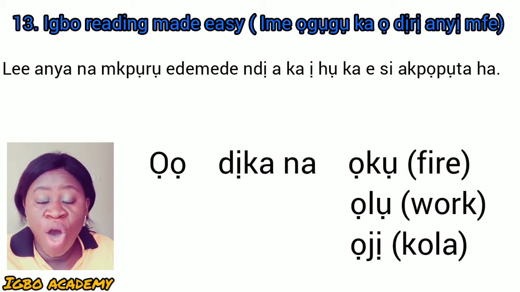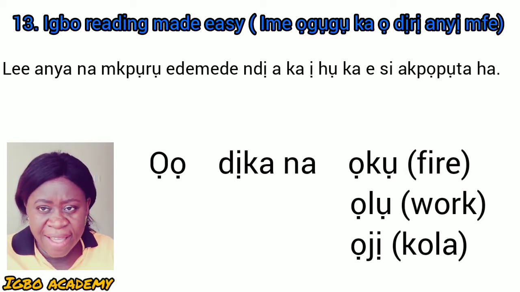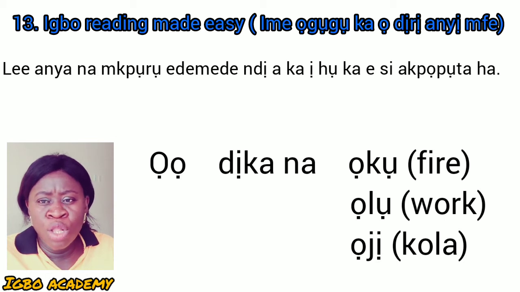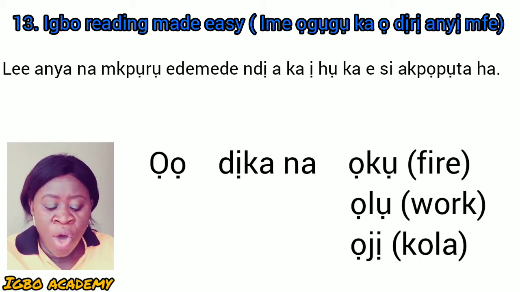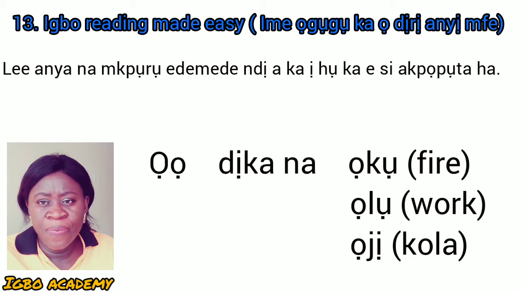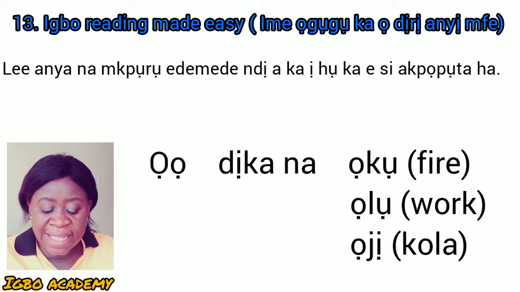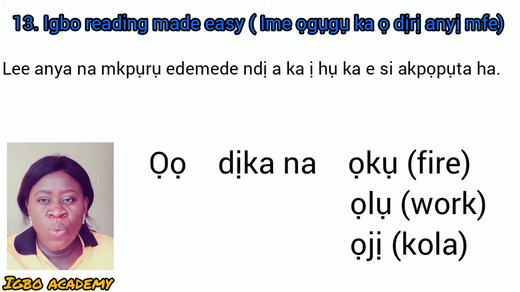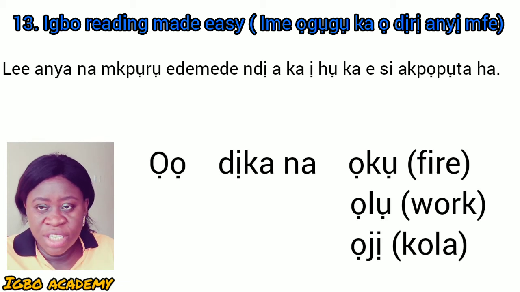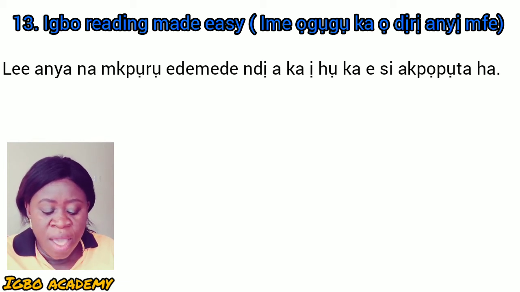O dịka na ọkụ, fire. Ọlụ, work. Ọjị, kola. You know that ọjị is very essential in Igbo land. We are going to talk about that later. So, ọ dịka na ọkụ, fire. Ọlụ, work. Ọjị, kola.